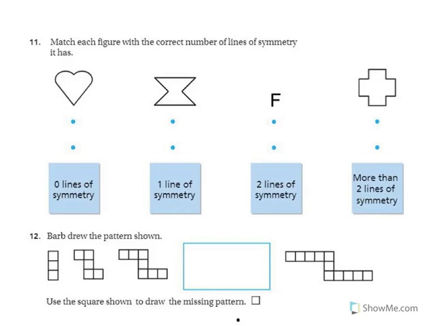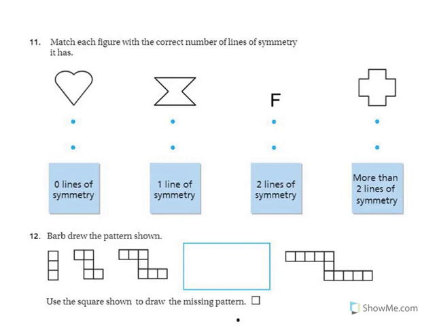This is Chapter 10, Review Test, Part 2 of 2. Number 11. Match each figure with the correct number of lines of symmetry it has. We have 4 shapes across the top. Then we have 4 boxes that tell us different amounts of the lines of symmetry.